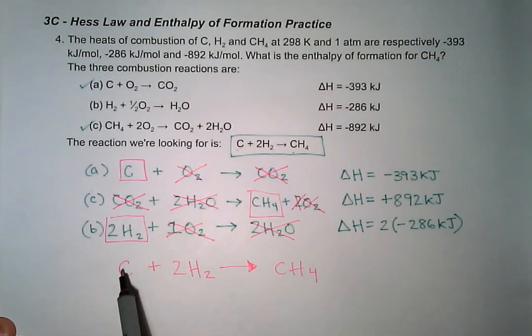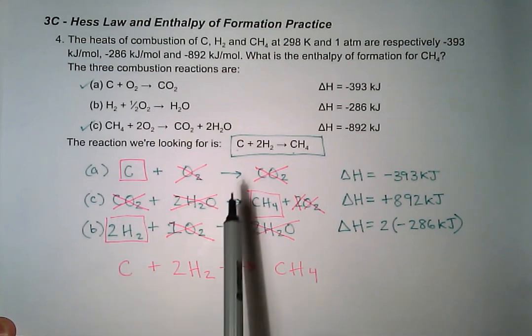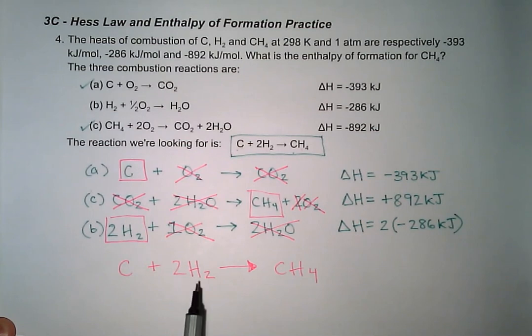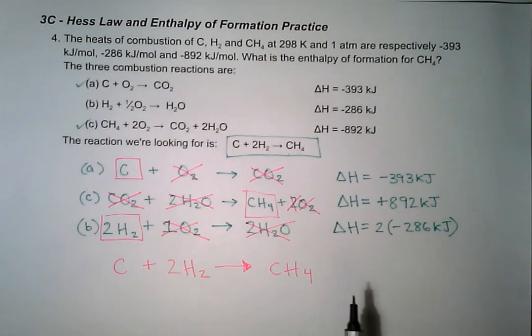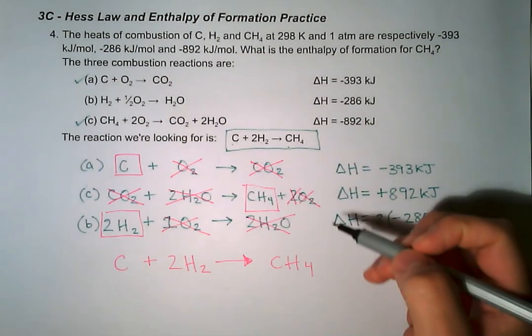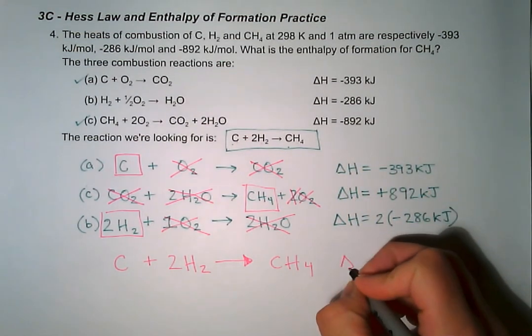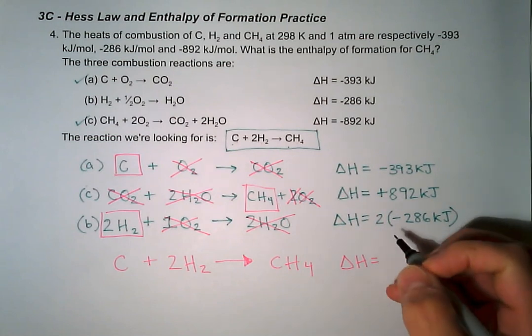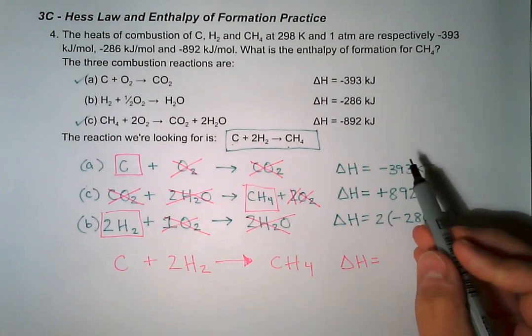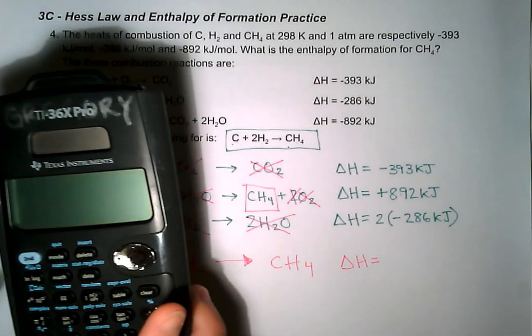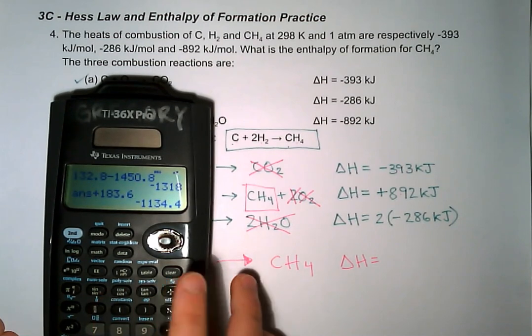So checking, I want to make sure that this does match my target reaction. So C plus 2H2 yields CH4. C plus 2H2 yields CH4. So that is perfect. So I have this totally correct. So now all that's left is to find the delta H for this reaction. And all I need to do to find that delta H is to add up all of the delta H's for the individual reactions.